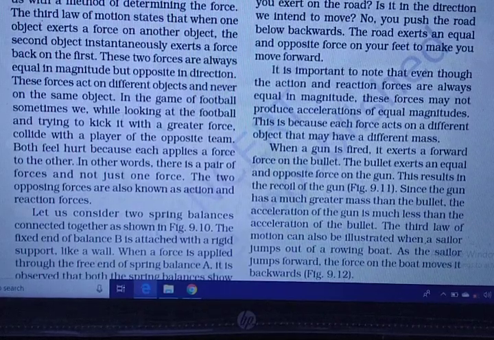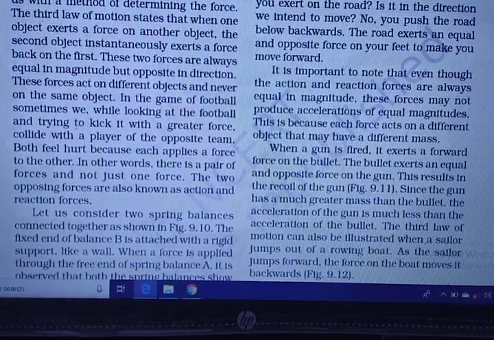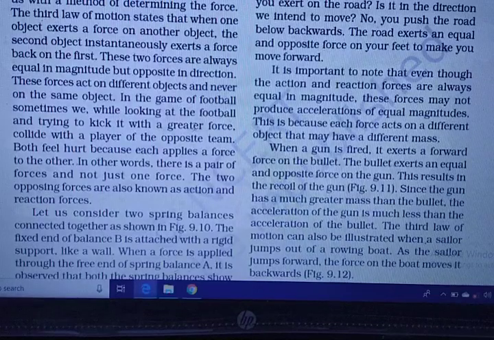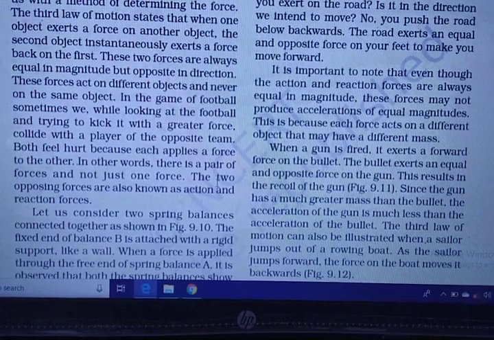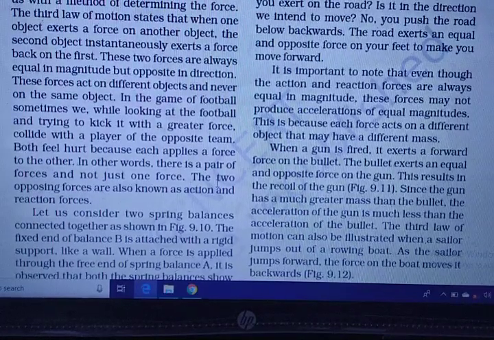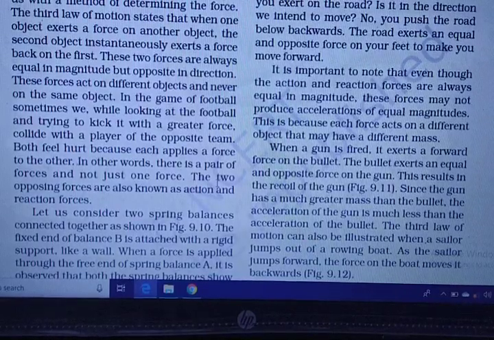In the game of football, sometimes while looking at the football and trying to kick it with a greater force, we collide with a player of the opposite team. Both feel hurt because each applies a force to the other. In other words, there is a pair of forces and not just one force. The two opposing forces are also known as action and reaction forces. In this law of motion, we are going to study the action and reaction forces.